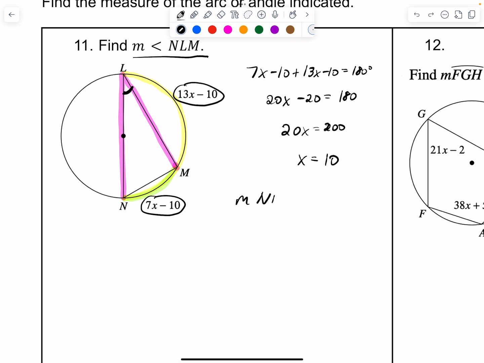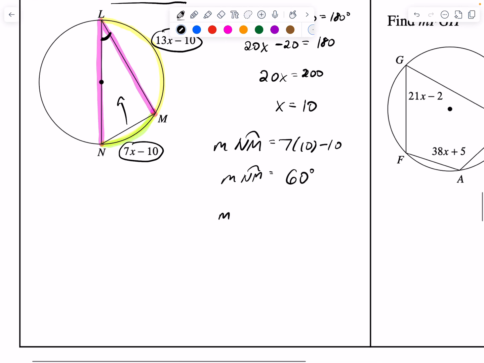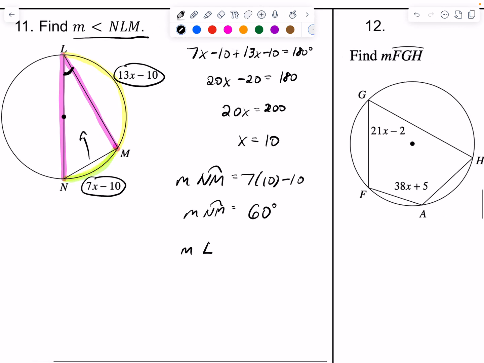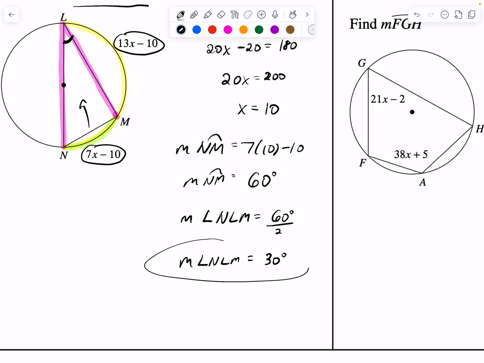Oops, that's not an M. Let's try again. Which is going to be 10 times, let's do it correctly here, 7 times 10 minus 10. So that arc is going to be 70 minus 10, that's 60 degrees. Remember, if I'm going from the intercepted arc to the inscribed angle, we divide by 2. So the measure of angle NLM equals 60 degrees divided by 2. So angle NLM is 30 degrees, and that's what I'm looking for.